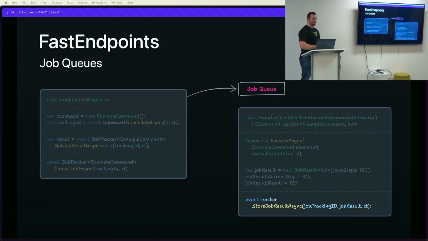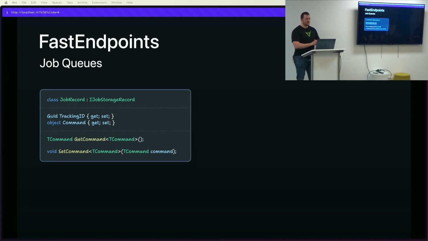Now, as mentioned, these jobs are designed to be durable, and as this method indicates, we need to set up some way to store the jobs and their results. Outside of calling a job queue in our program.cs, we also need to implement a job storage record. This is a class that implements iJob storage record, which among a few other properties is used to store the job's tracking ID and the command itself. The get and set commands here are used to customize serialization of the command.